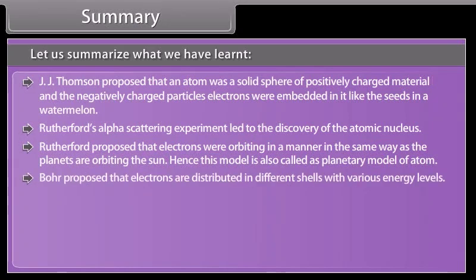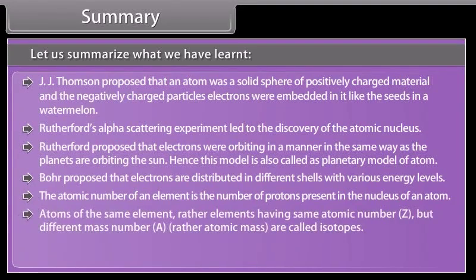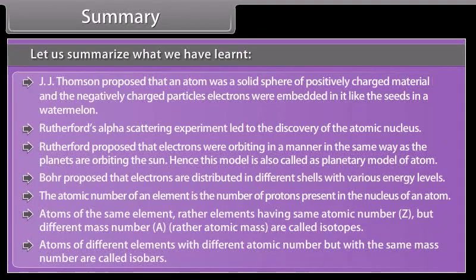Bohr proposed that electrons are distributed in different shells with various energy levels. The atomic number of an element is the number of protons present in the nucleus of an atom. Atoms of the same element, that is, having the same atomic number Z but different mass number A, or atomic mass, are called isotopes. Atoms of different elements with different atomic number but with the same mass number are called isobars.